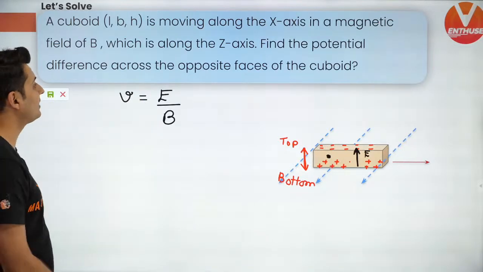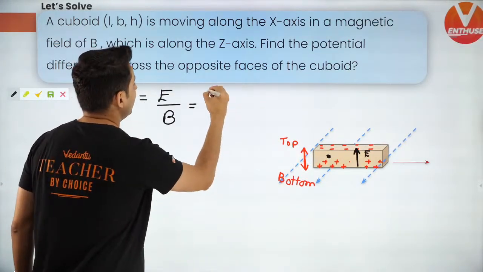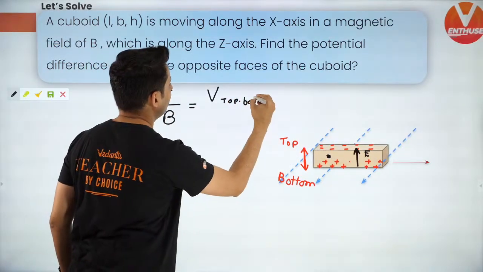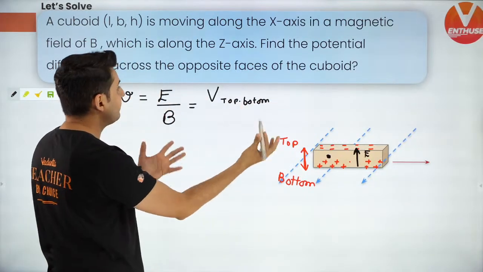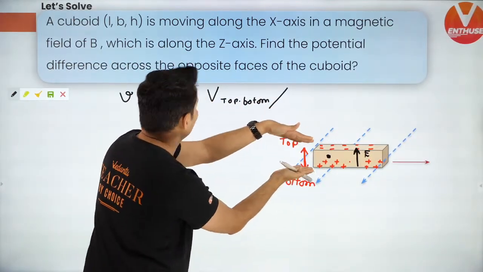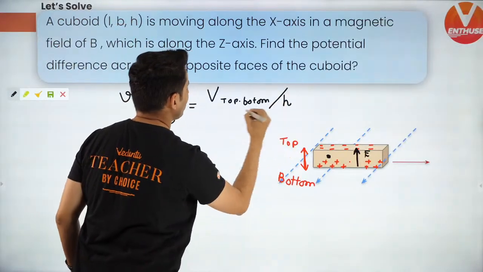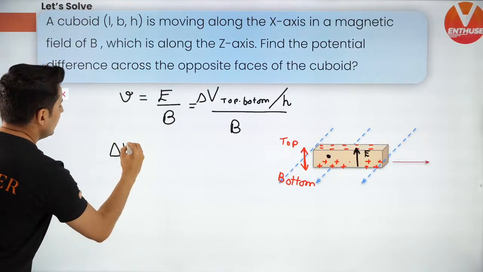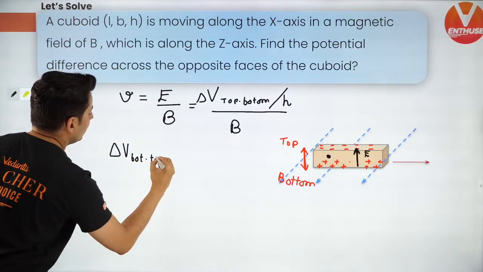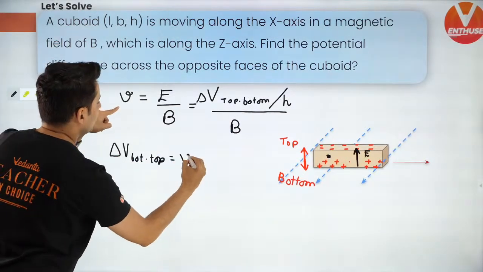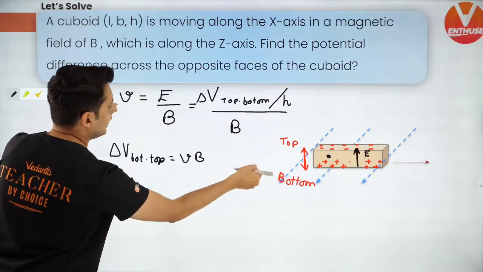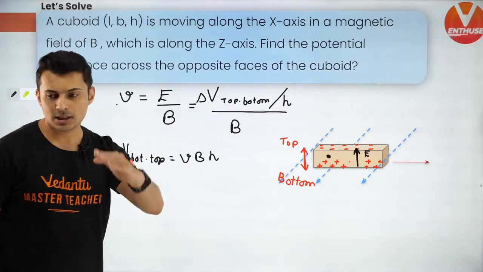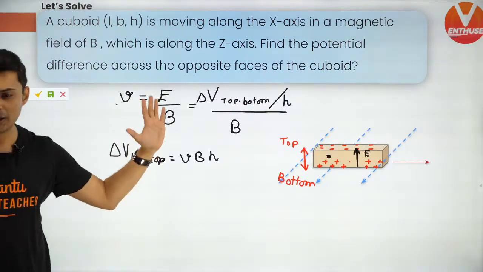Yes, exactly like a velocity selector. And what is electric field? It is voltage difference, but in this case it is between the top and bottom. E is equal to delta V by delta R, and delta R will be whatever is the height, which is H. So delta V between bottom and top will be V times B, and that H goes on the top. That's the final answer, VBH. I hope this is clear.